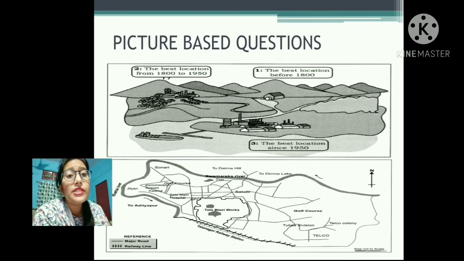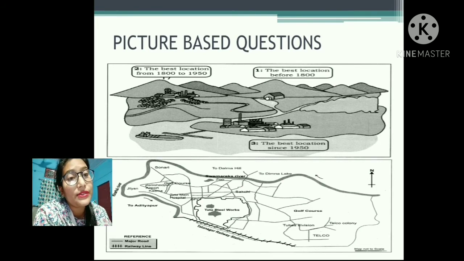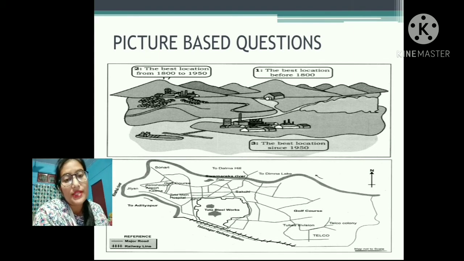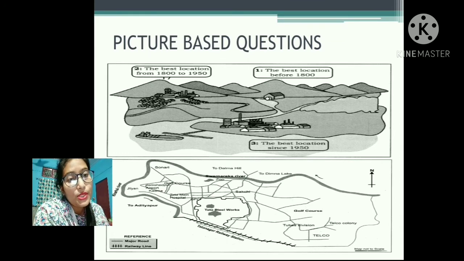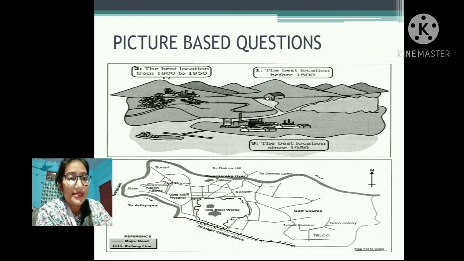So you see the first picture, the best location from 1800 to 1950, and the second picture, the best location before 1800. So it is somewhat related to the location of industries, right? And now look at the second picture, students. So I hope you all have observed both the pictures very carefully. Now coming to the questions.